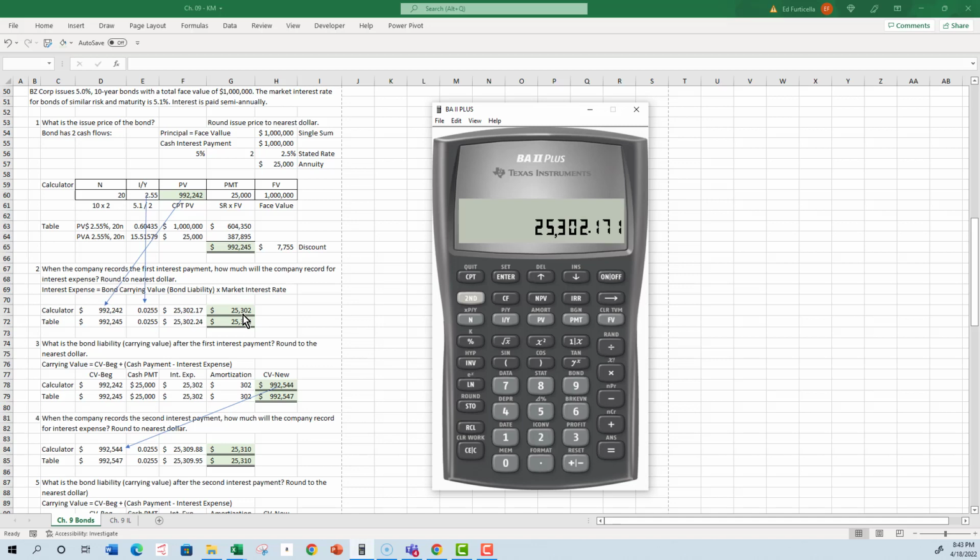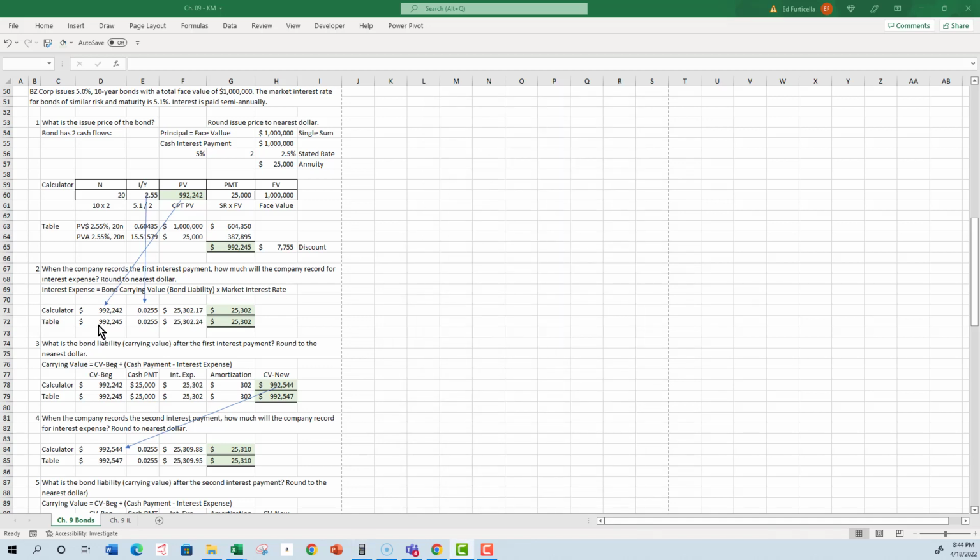$25,302. For the table, we're going to take the $992,245, multiply that by the market rate of 0.0255, and get $25,302.24. Rounded to the nearest dollar, it too is $25,302.